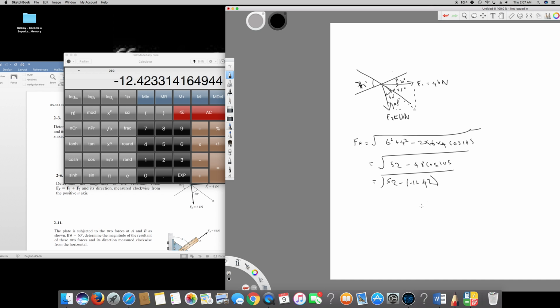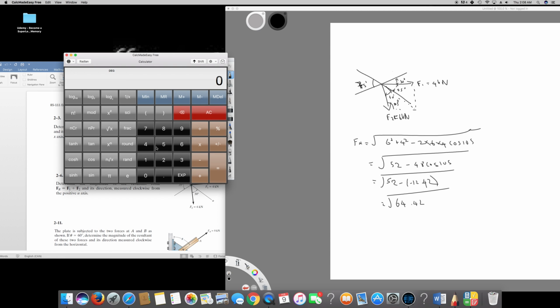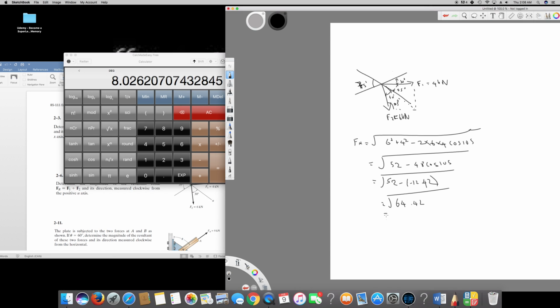So negative negative become positive. It's going to be 64.42. So let's calculate the square root of 64.42. If I calculate the square root of 64.42, it's going to be 8.03. So 8.03 kilonewton is our final answer.